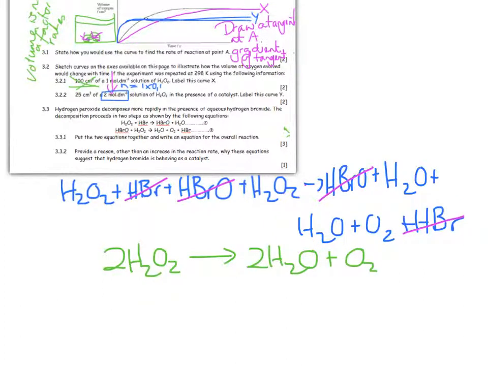Provide a reason, other than an increase in the reaction rate, why these equations suggest that hydrogen bromide is behaving as a catalyst. And the reason is that hydrogen bromide is not present in either the reactants or the products. It has obviously been involved, but it has been involved in a catalyst capacity because it is not present in either the reactants or in the products.